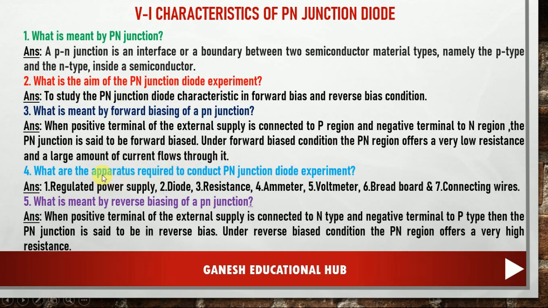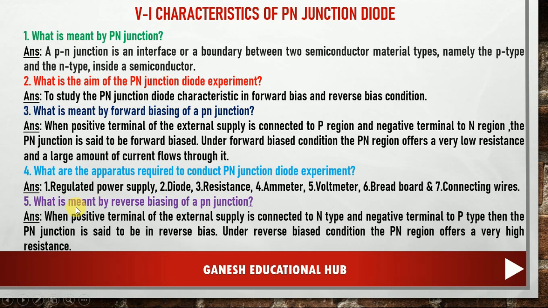What are the apparatus required to conduct PN junction diode experiment? Regulated power supply, RPS, diode, resistance, ammeter, voltmeter, breadboard, and connecting wires.